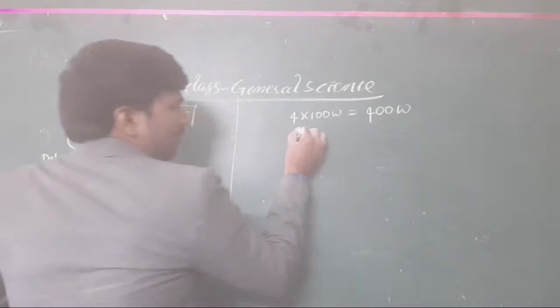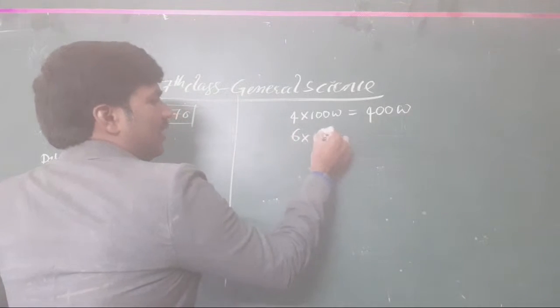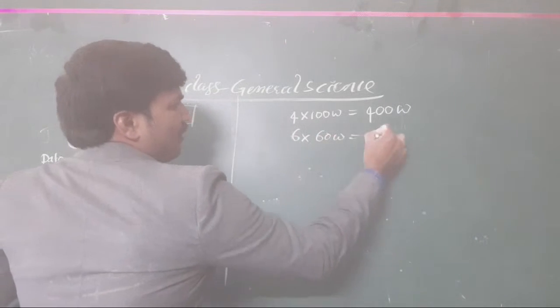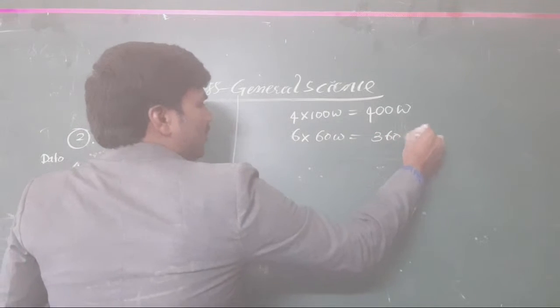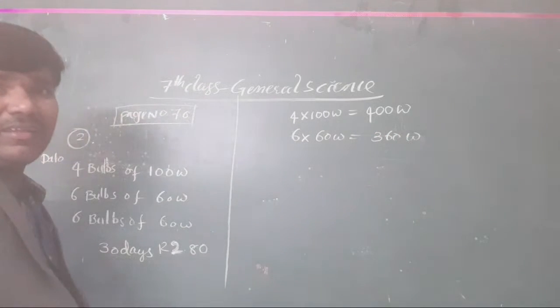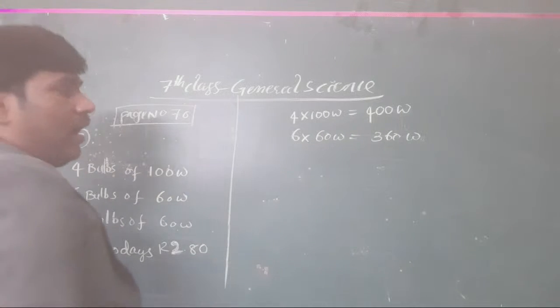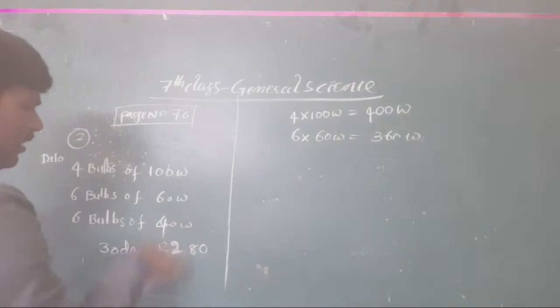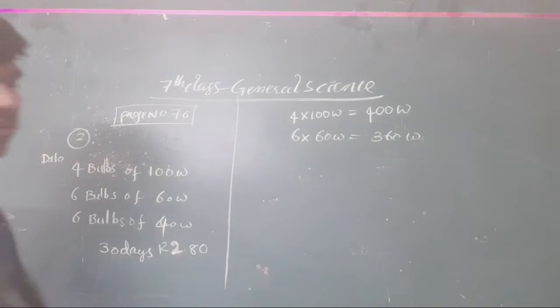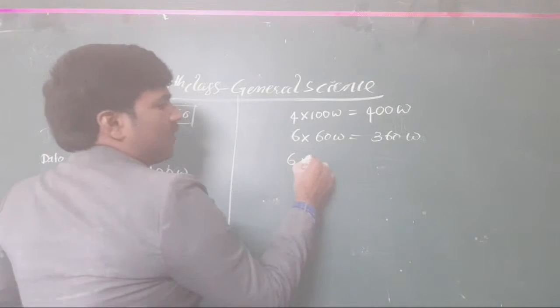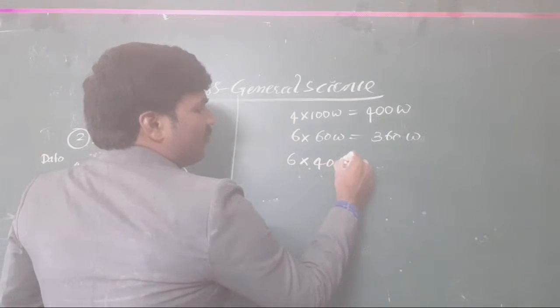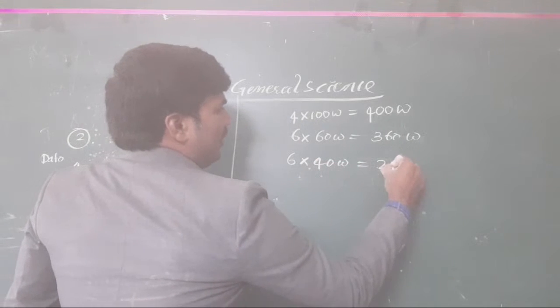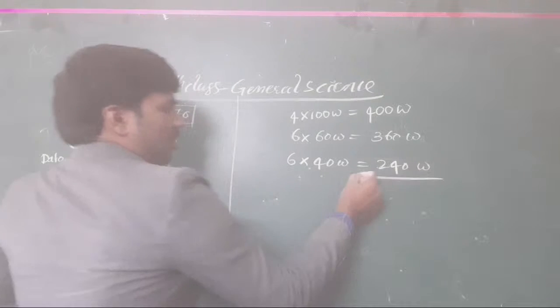And as well as 6 bulbs are there with 60 watts. That is 360 watts. And another one is about 40 watts. 6 bulbs are there, each carries about 40 watts. That's why it is 240 watts.